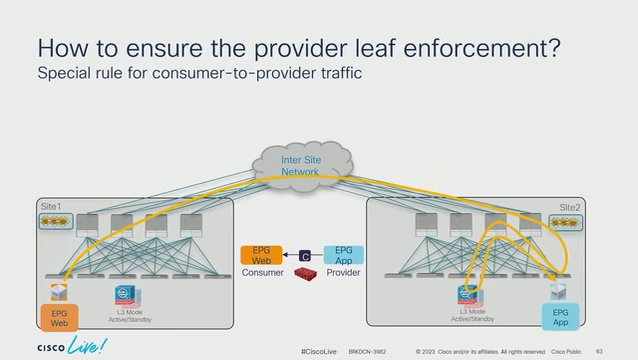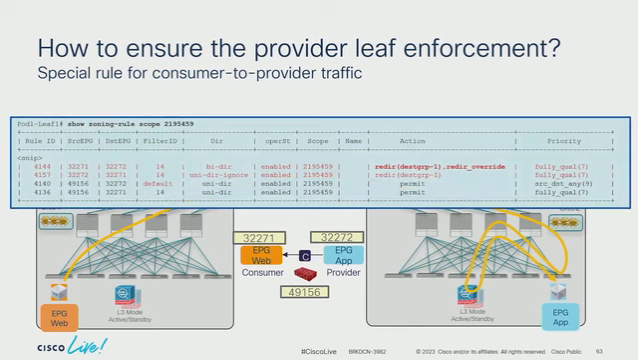You might be wondering how we ensure the provider leaf enforcement. Because for this direction, the consumer leaf could apply policy. But we need to bypass the consumer leaf enforcement. So we have special behavior for multi-site, EPG to EPG, consumer to provider direction. So I'm going to double click, just for your information.